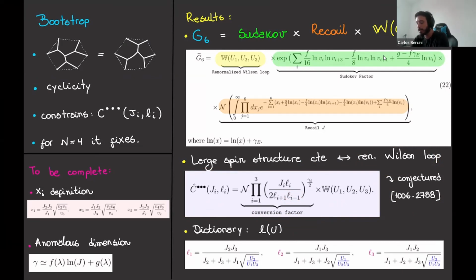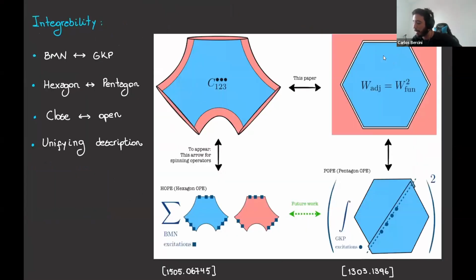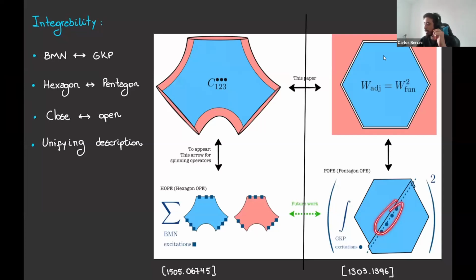Okay, so let me just conclude and look at this map through the integrability lens, and then we are done. So that's basically plans for the future and comments about integrability. The first thing I want to do is split this picture in half and comment on them separately. So we know that the structure constant is a pair of pants that can be broken down into 2 hexagons. And then we have to sum over these BMN excitations. On the other hand, the Wilson loop can be broken down by concatenating pentagons. And then we sum over these GKP excitations here.